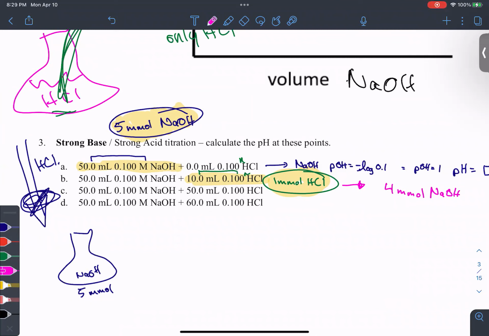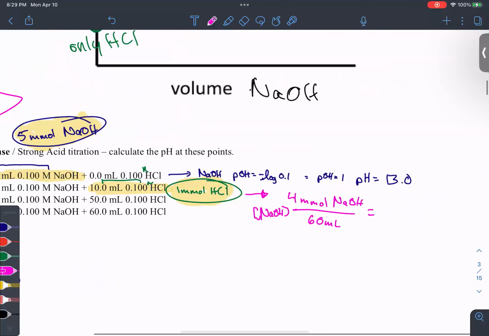I need to put a molarity. So to get the molarity of sodium hydroxide, I need to divide that millimole amount by the total volume. So what's the total volume? 60 milliliters. So 60 milliliters, that's the total volume. And then that will give you the concentration of sodium hydroxide.